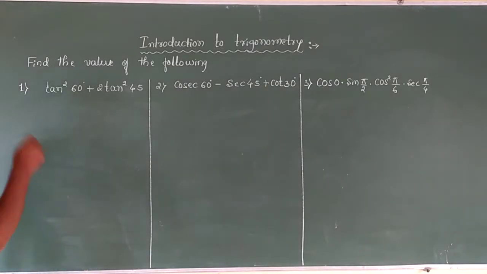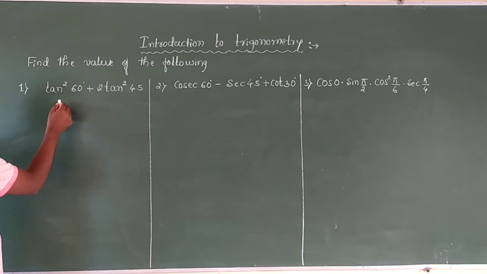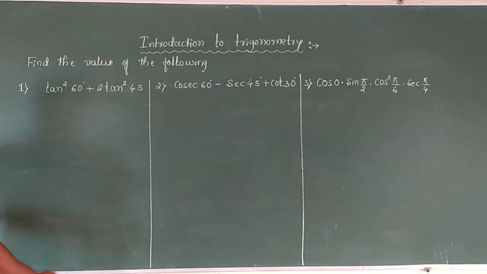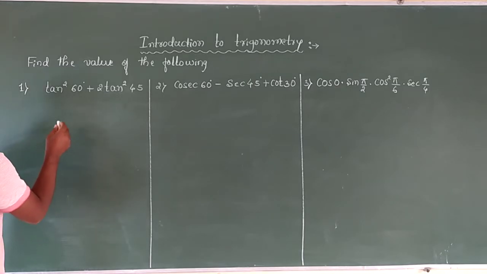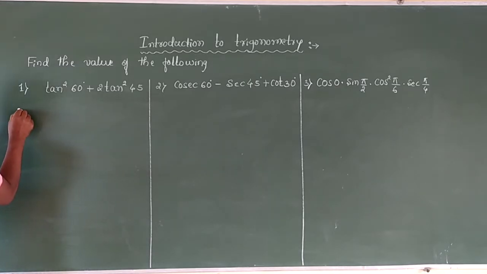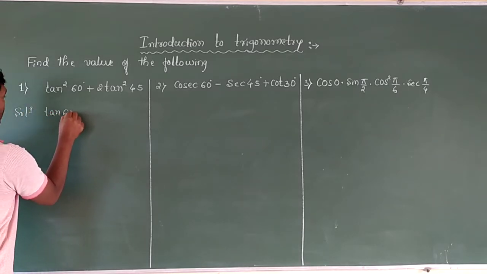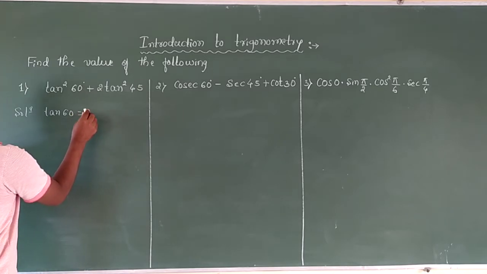Children, here let us discuss the problems based on standard angles trigonometric ratios. The first problem is tan square 60 degree plus 2 tan square 45 degree. To solve this one, we must know what tan 60 is. Tan 60 is equal to root 3, children.